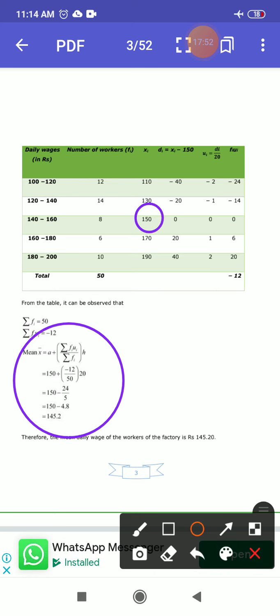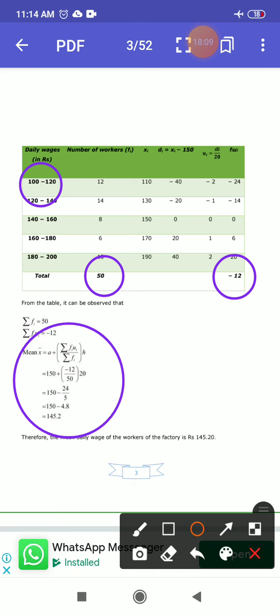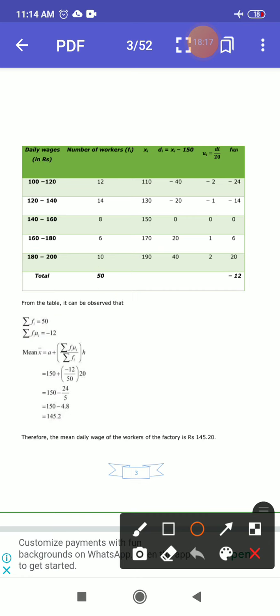And then after that, h is the difference between the intervals. What is the difference in these intervals? It is 20, so h has come. Summation fi ui, this is your value of summation fi ui, and this is the summation fi. Okay, so these values you have to put in this formula and then calculate it. By this way you have to find the mean with the help of the assumed method. Just like the value of a is 150, summation fi ui has the value minus 12 upon summation fi that is 50, h is 20, then calculate it.